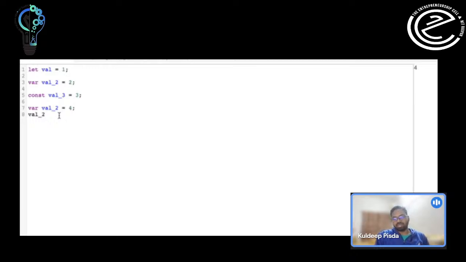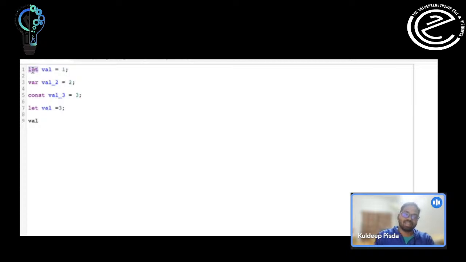So that makes it more vulnerable. But let's see what happens if we try to redefine the value once more. If we say let val equals 3, and if I run it again, you will see it is giving me an error: duplicate declaration of val, because it has already been defined.